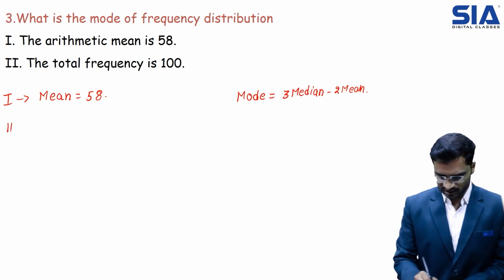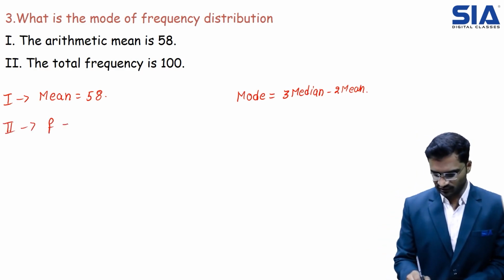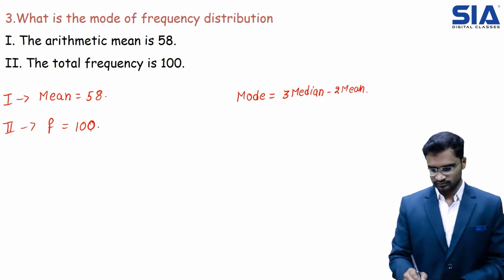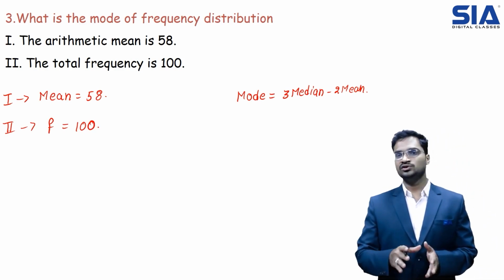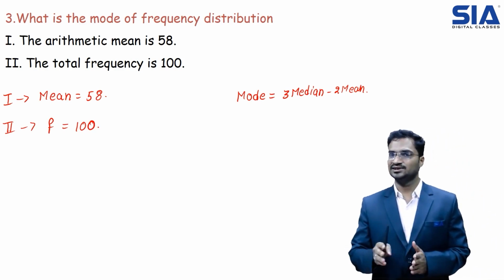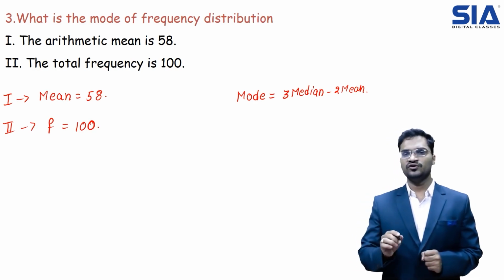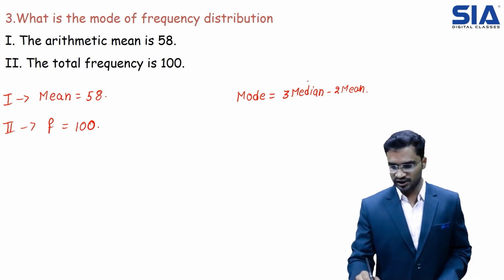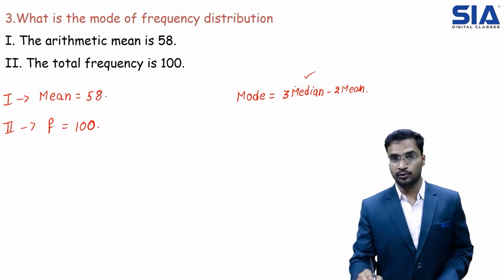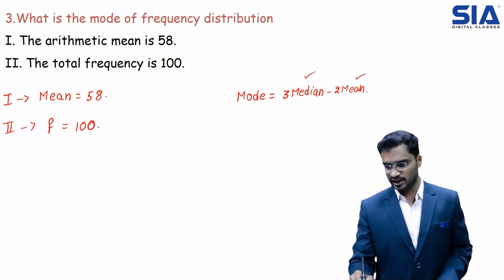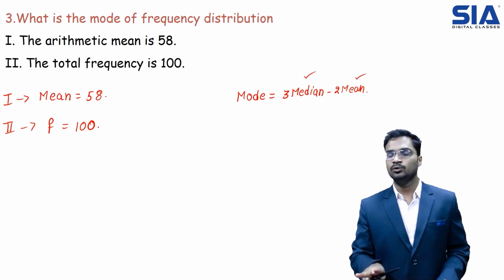Now the second statement says that the frequency is 100. By using only the second statement, can we answer this question? No. If we want to find the mode value, we should get both these values, which is median and mean. We should have both of these values.